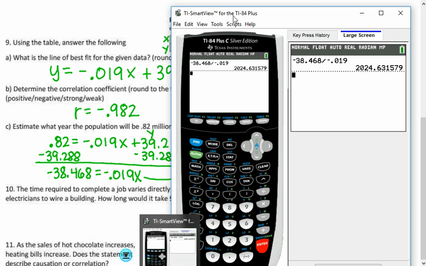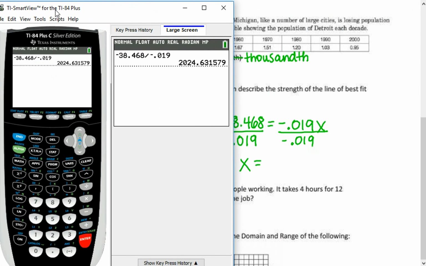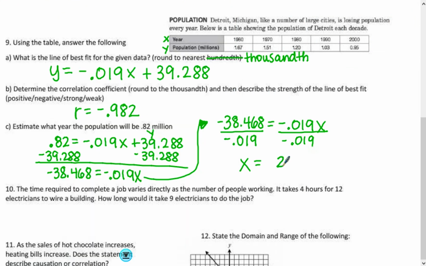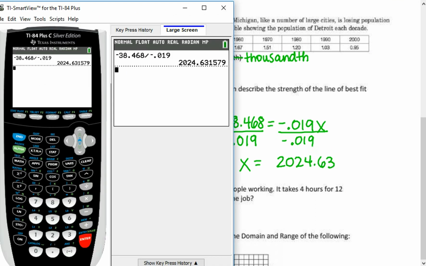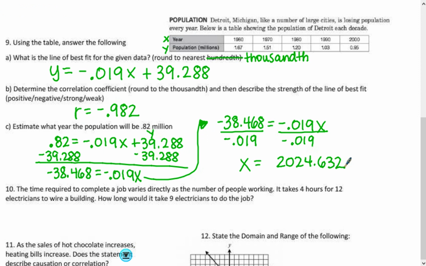So let's talk about that for a second. 2024.632. Alright, so that's if I rounded it off. Now the data that was given, they gave me in whole numbers for the years. So I need to round this to the nearest whole number. So since this is 0.6, this means that this is going to round up. So the official year here would be 2025. They could expect the population to be at 0.82.